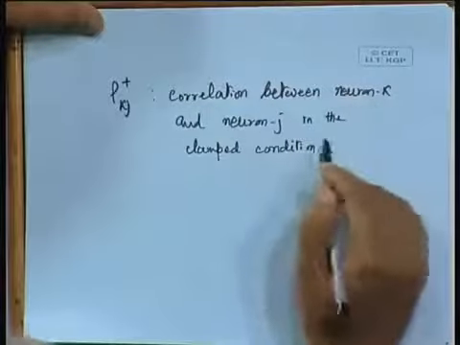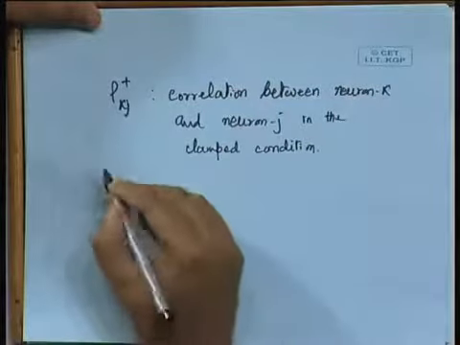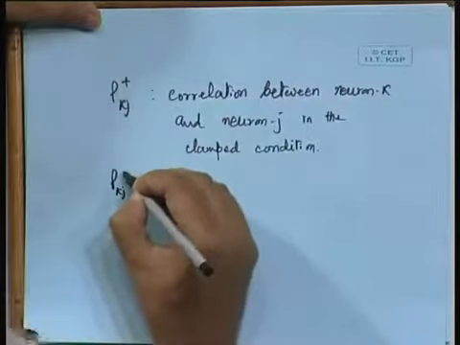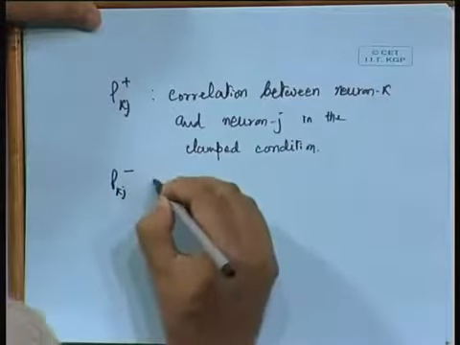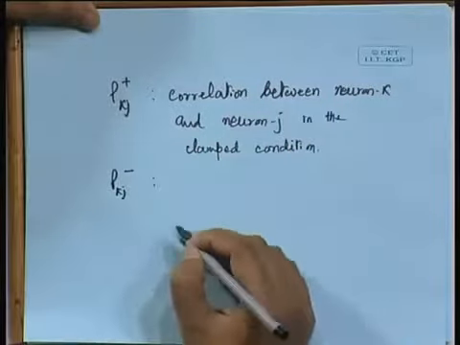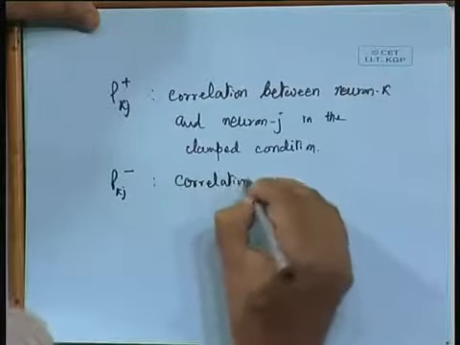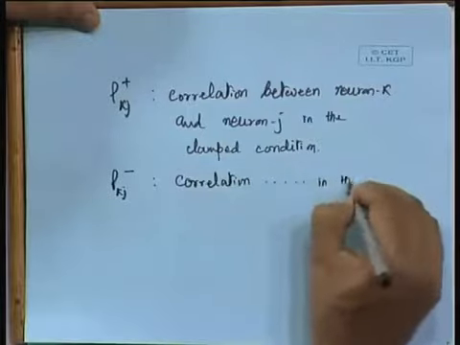So we can consider that these rho kj's also are binary quantities, +1 or -1: +1 for the correlated case and -1 for uncorrelated. So we are saying that rho kj plus is the correlation for neuron K and neuron J in the clamped condition, mind you. And we again define another correlation parameter, rho kj minus, which is the correlation between the same neurons in the free running condition.